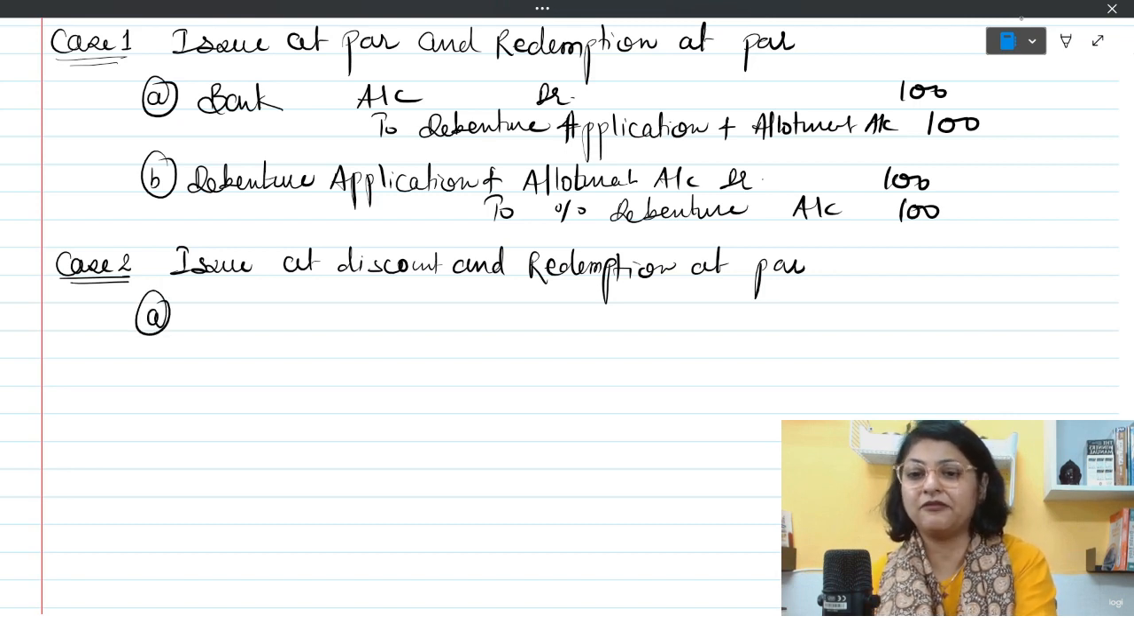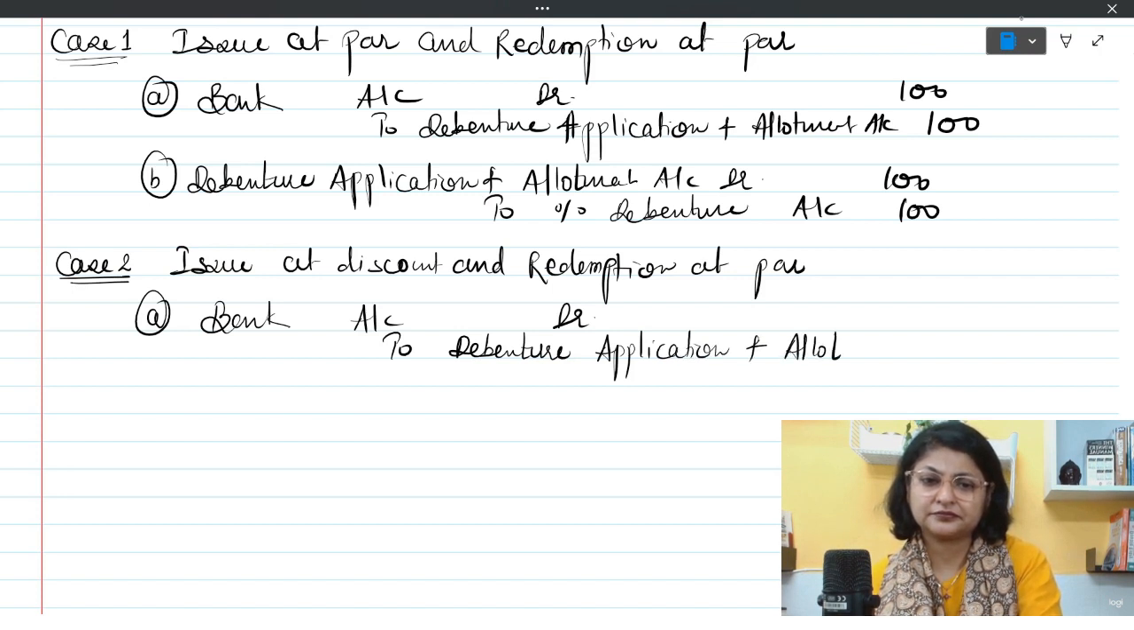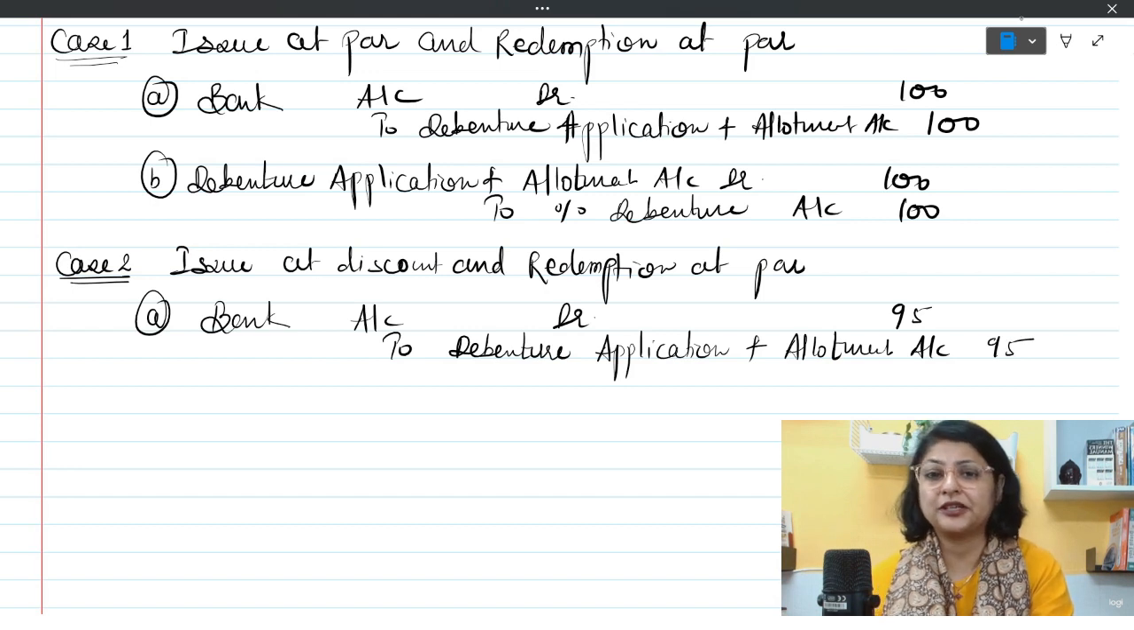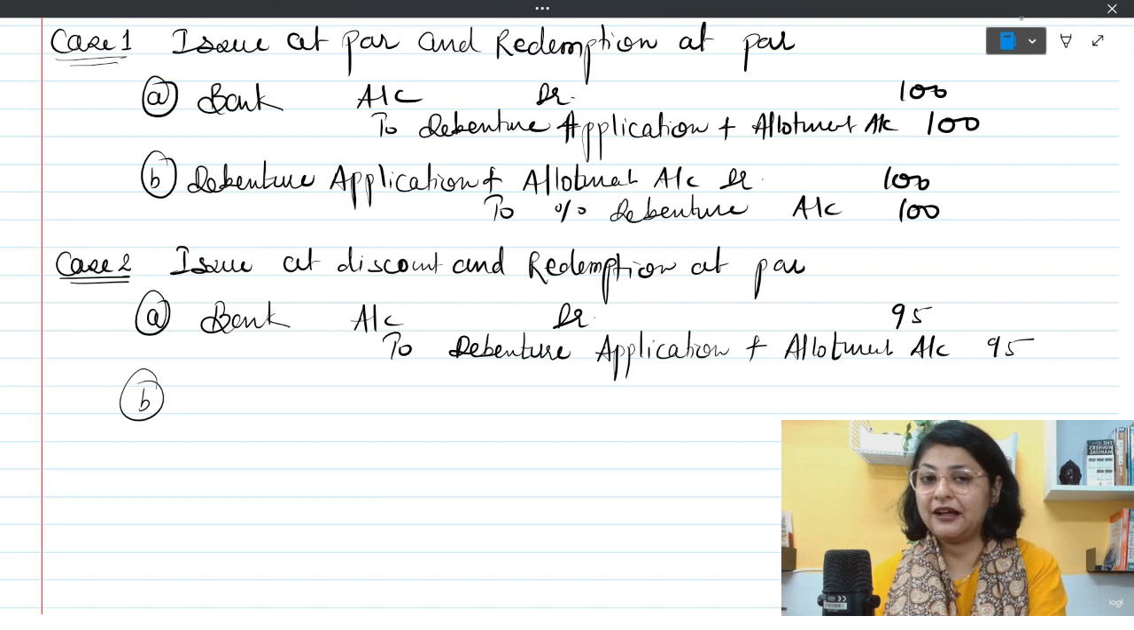So entry number 1 is going to be bank account debit, the same entry what we have passed in the previous case also. Bank account debit to debenture application and allotment. This is 95 rupees. I am assuming the debentures are issued at a discount of rupees 5. Then case number B, here we will have to book the discount on issue of debenture loss.